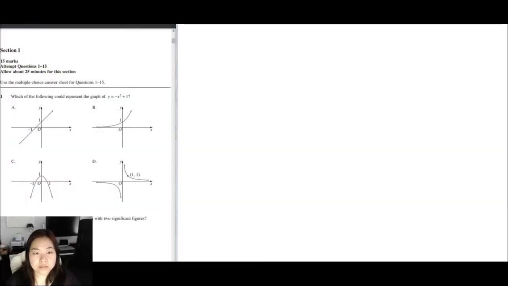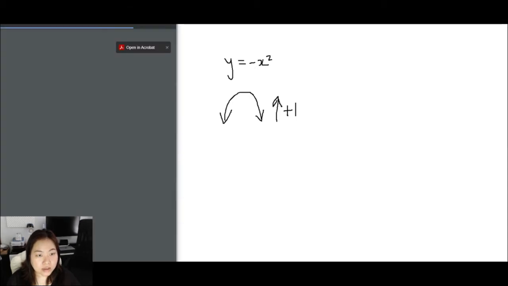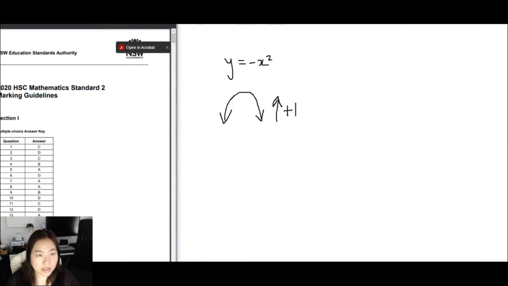Question 1. Which of the following could represent the graph of y is equal to x squared plus 1? Well, I know that y is equal to negative x squared is an upside down parabola, and there's only one of those. It's here. And the plus 1 means that the entire graph gets pushed up by 1, and that's what's happening here. So 1 is C. Again, I'd like to check. 1C. Very good.